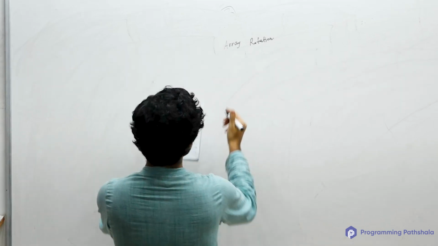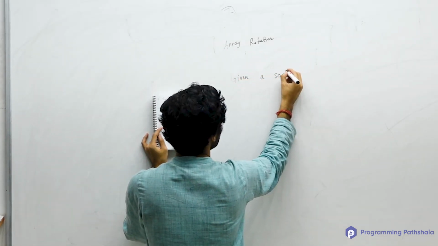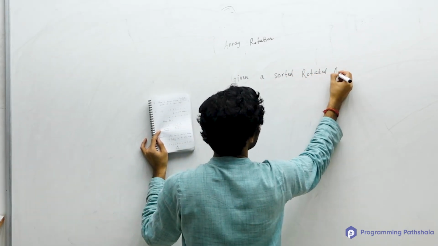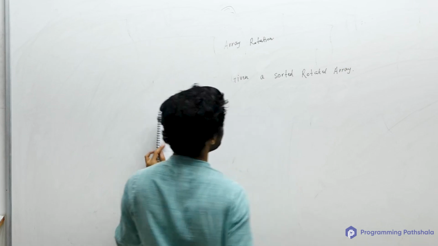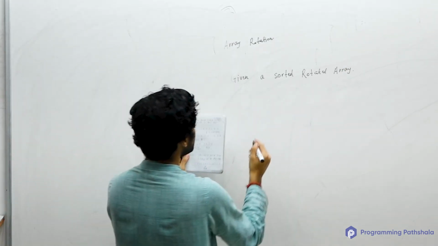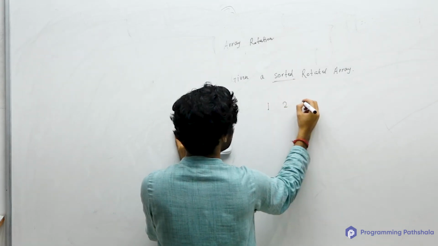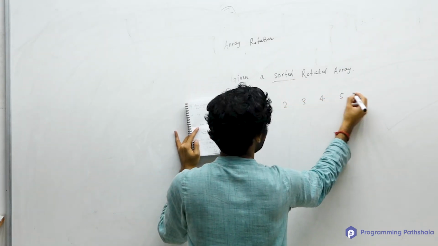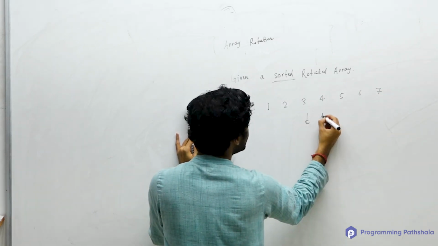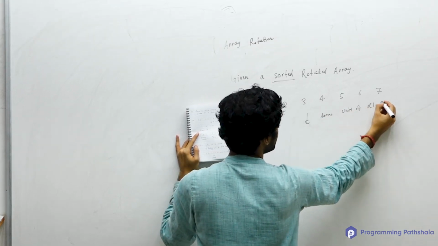So you have been given now a sorted rotated array. So what do I mean by sorted rotated array? I am trying to tell you the array was initially sorted. Okay, so let's say the array was initially like this: 1 2 3 4 5 6 7. Now it has undergone some units of rotation, some units of right rotation.